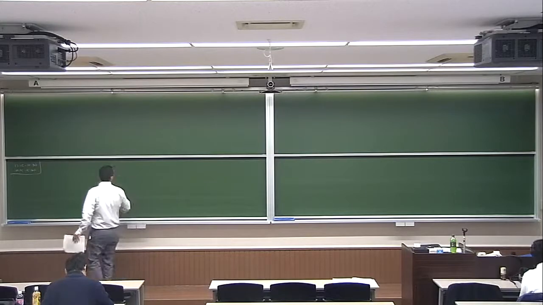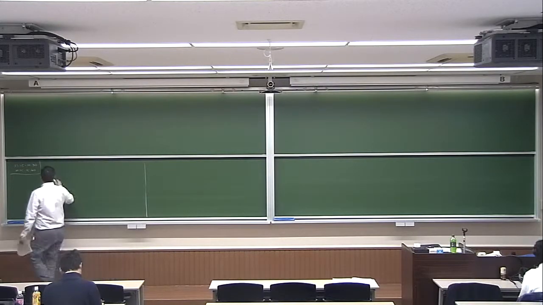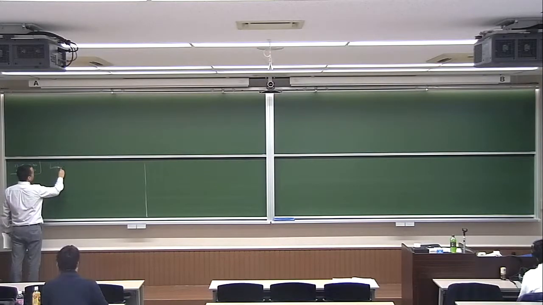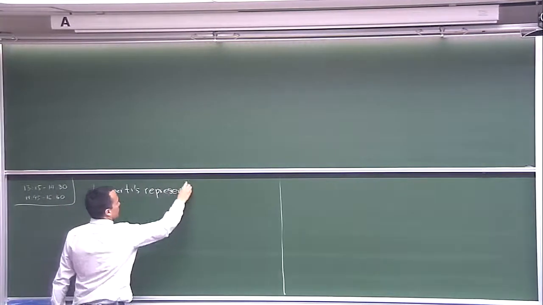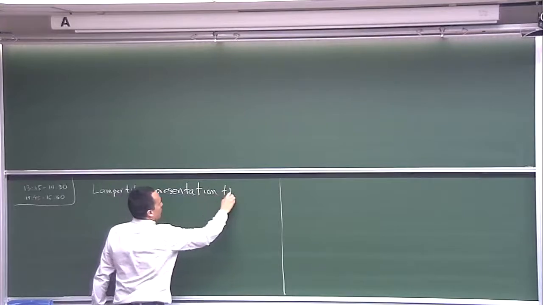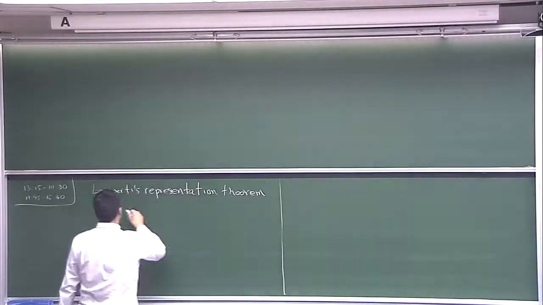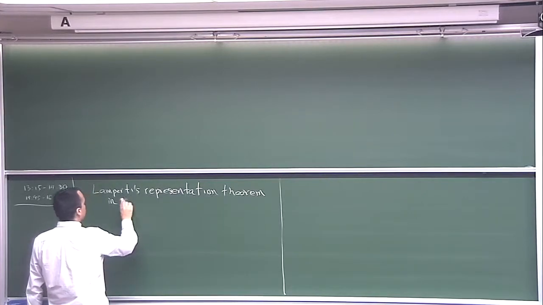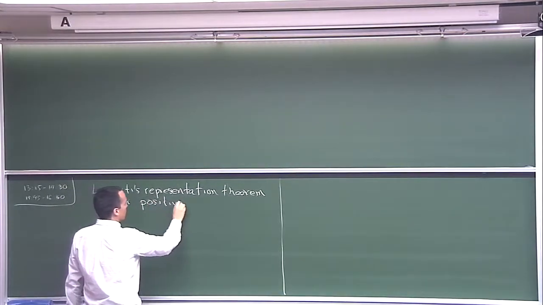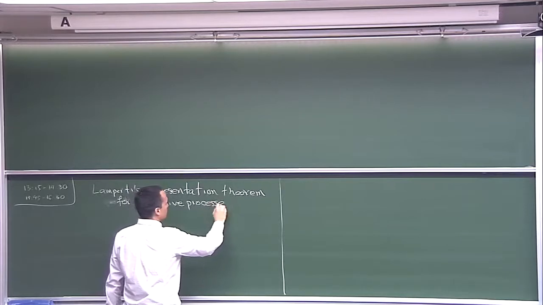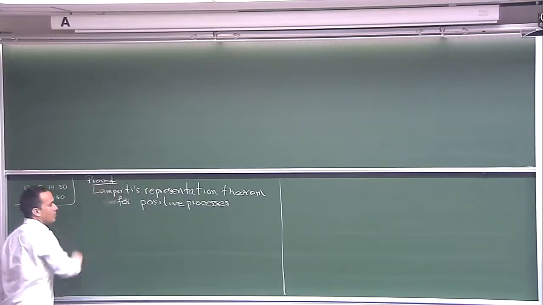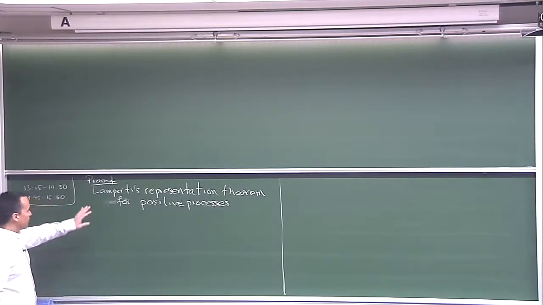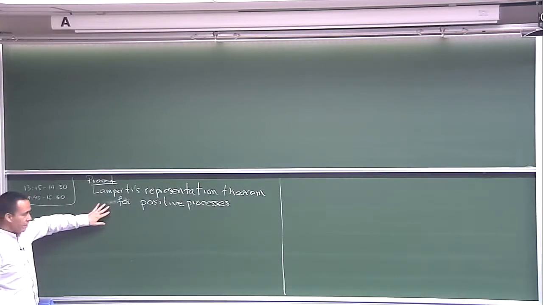So yesterday we proved Lamperti's representation theorem for positive processes. Okay, so we gave the proof of that, essentially complete. There was something that I didn't check, that I will check today, okay?